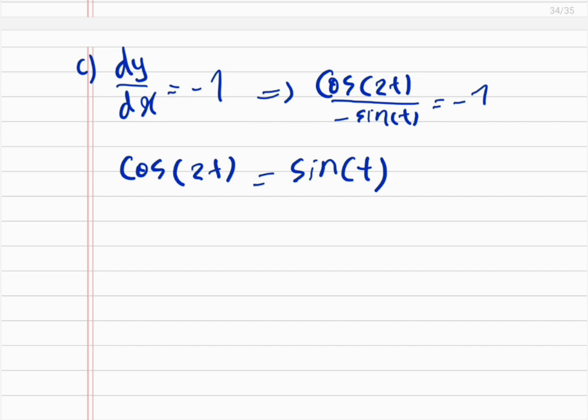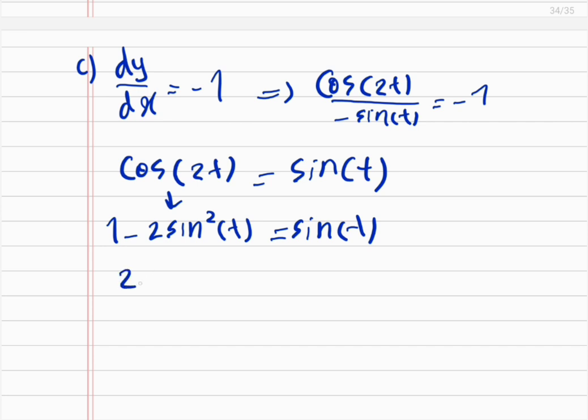And in order to solve this equation, we just need to remind ourselves that using the double angle formulas, cos 2t can be written as 1 minus 2 sine squared t, which is equal to sine t. So the reason I did that is I wanted to have each of these terms in terms of sine, so we can solve this equation directly.